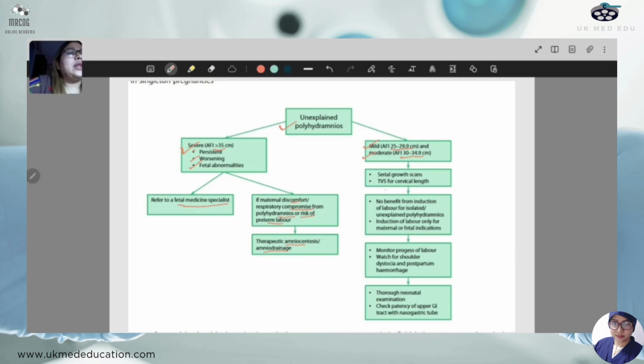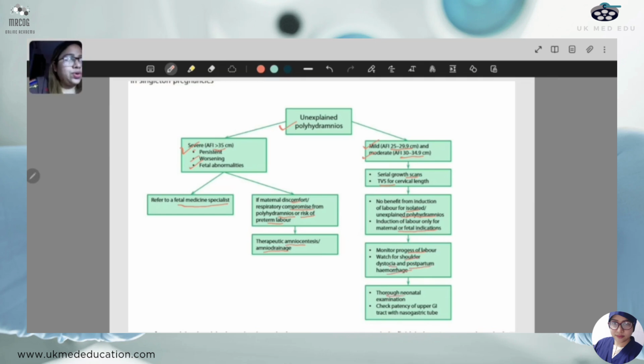So in case of mild and moderate, you have to do serial growth scans to monitor the fetal well-being and transvaginal sonography for cervical length. There is no benefit from induction of labor for isolated or unexplained polyhydramnios. We will go for induction of labor only if maternal or fetal indications are present. Then during labor, you have to monitor progress of labor and watch for complications, especially shoulder dystocia and postpartum hemorrhage.